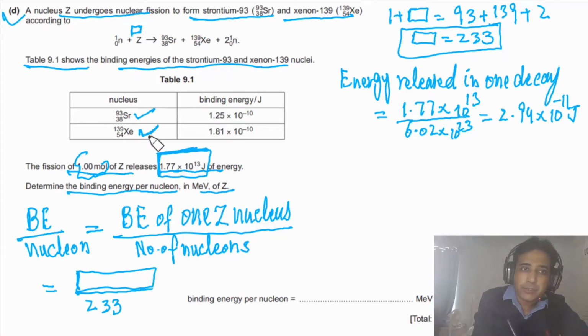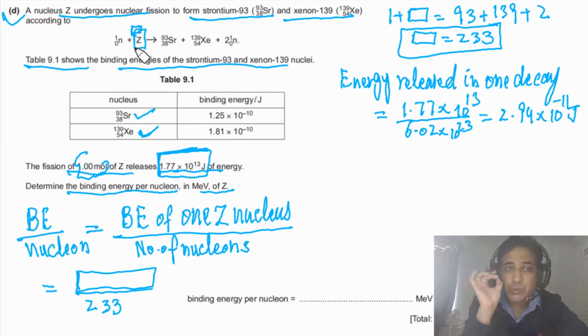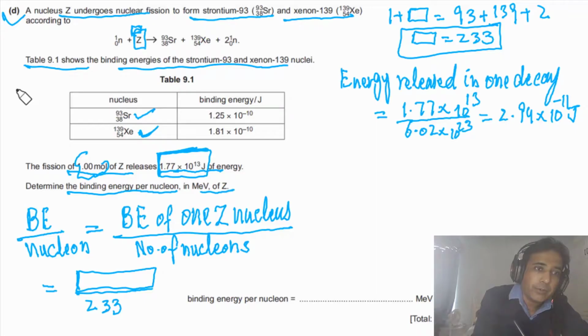We also have the binding energy of this nucleus. This is the energy released we have calculated. So how can we calculate the binding energy of Z? Before we answer this question, you need to understand that when binding energy increases, it means energy is released. So let me write down here: if binding energy increases, it means that energy is released.